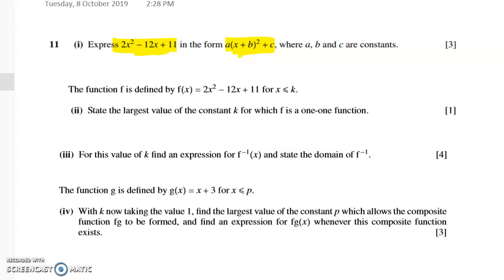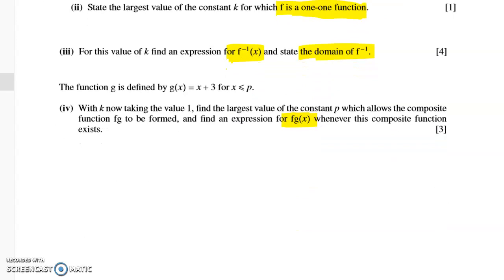So first we have to figure out what vertex form is, and then we have to do something to do with one-to-one functions. We have to find the inverse and state the domain. And lastly, we need to do a composite function thing and figure out when that is valid. I'm going to go through each of those parts much more slowly, but completing the square is something that you should know by now inside out, so I'm not going to take too long to do that.